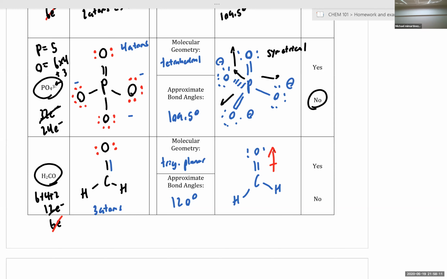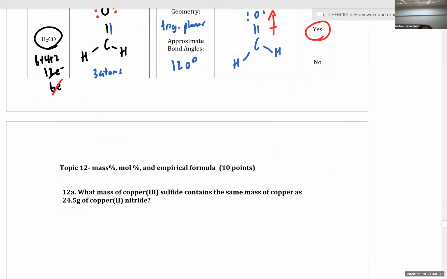Yep, it is polar. It has different atoms bonded to our central atom, and your polar atoms and polar bonds are not arranged symmetrically. So this is polar for sure. Any questions on these examples? If not, let's keep going then.